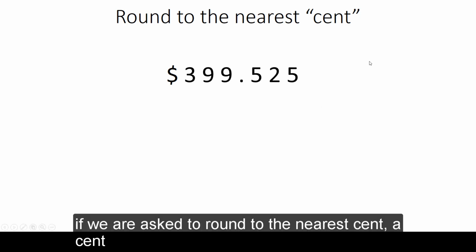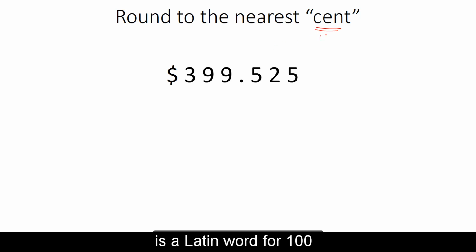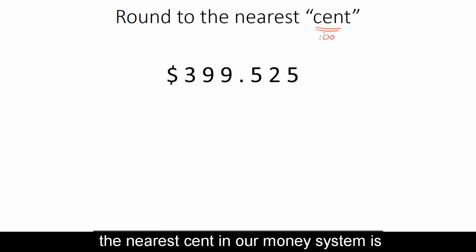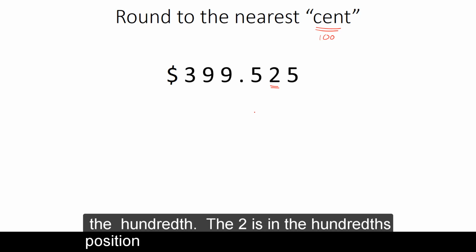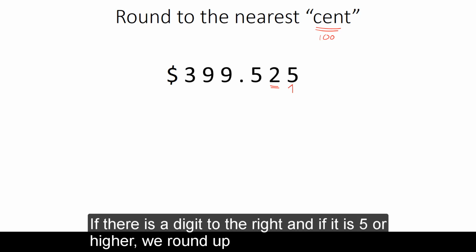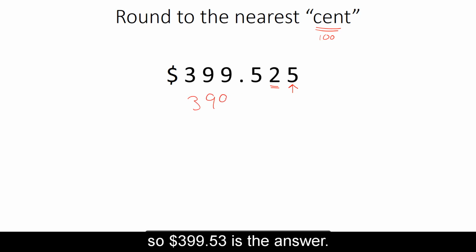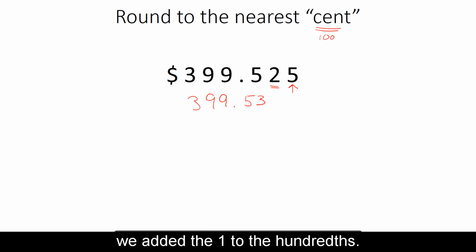If we are asked to round to the nearest cent, okay, cent, Latin word for 100, centuries, 1 cent we know is 1/100th of a dollar. So when they talk about the nearest cent, they're talking in our money system to the nearest hundredth. So the 2 is in the hundredths position. So as always, we look if there is a digit to the right, which in this case there is, it's a 5. 5 or higher, we round up. So 399 and 53 100ths, because we added the 1 to the 2.